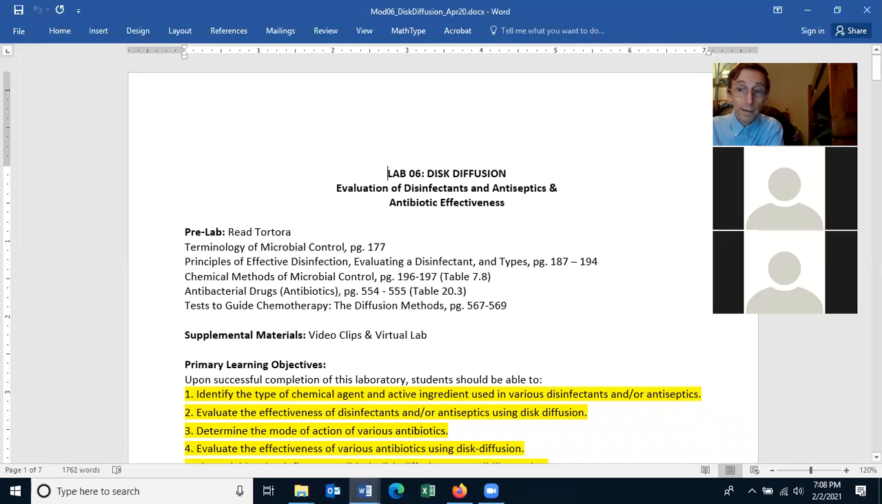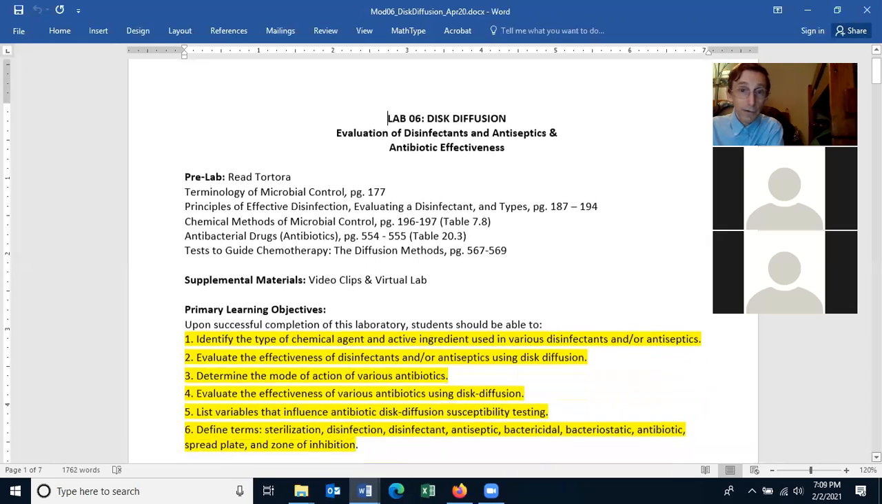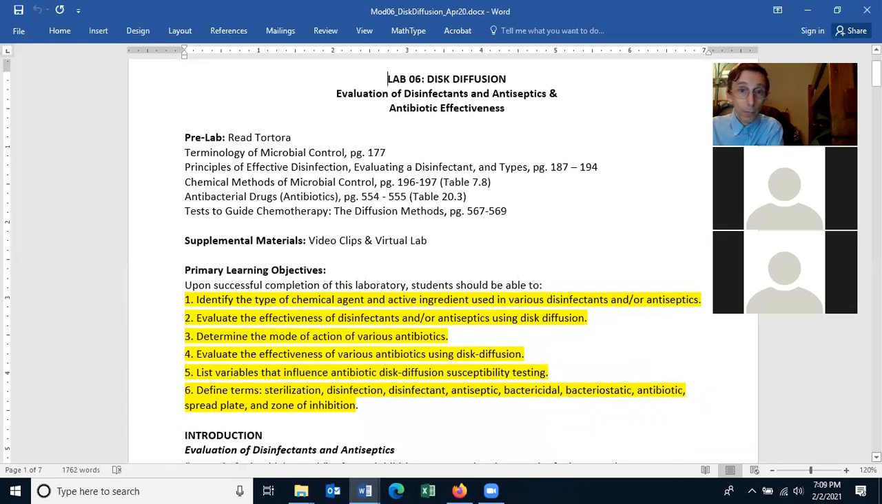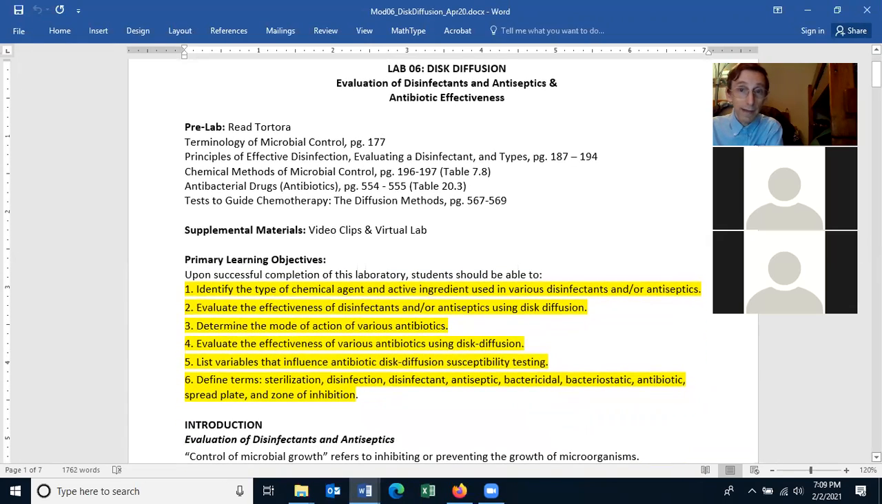All right, let's move on to Lab 6. Disk diffusion. We're going to be evaluating disinfectants and antiseptics, sort of, and mostly evaluating antibiotic effectiveness. There's some pre-reading that should be done.